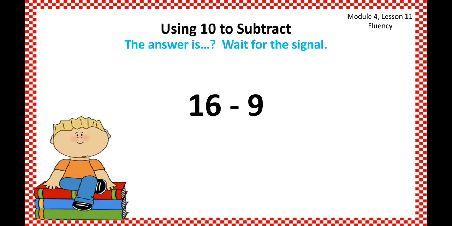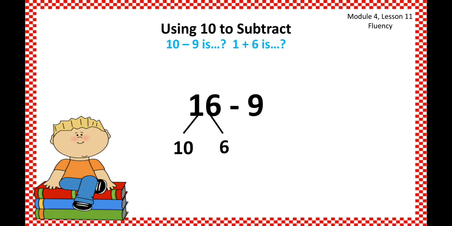Now, using 10 to subtract, the answer is what? Wait for the signal. Now, 16 minus 9. We are using 10 to subtract. So we broke the 16 into 10 and 6. So we start with 10 minus 9. 10 minus 9 is 1. Now, the 1 plus the remaining part of the 16, that is the 1 plus 6, is what? 7.